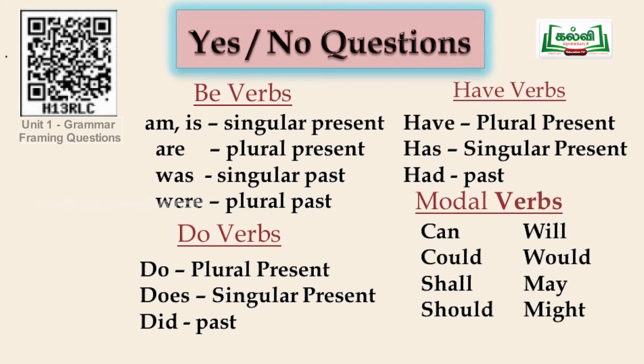Next we move on to do verbs. Do, does and did. When will you use do, plural present. Does, singular present. Did, past tense. And the last auxiliary verb is modal verbs. What are they? Can, could, will, would, shall, should, may, might, must. And you also have semi-modals, ought to, used to, need, dare. But sometimes we don't use all modal verbs as question words. So let's see the examples.